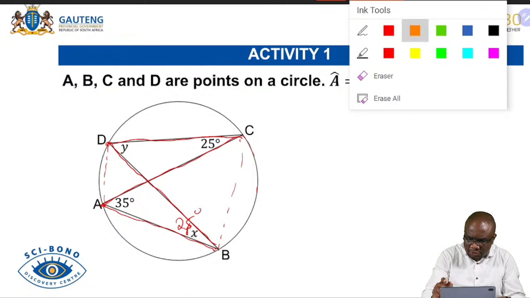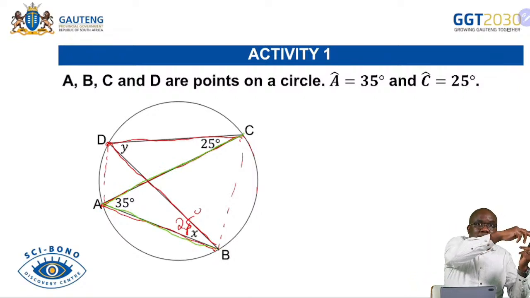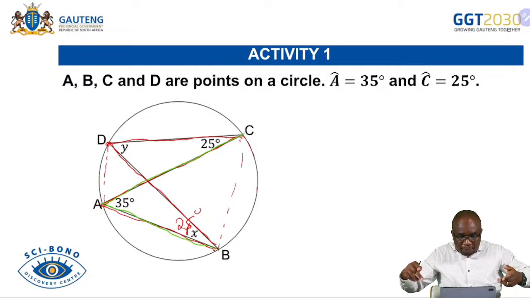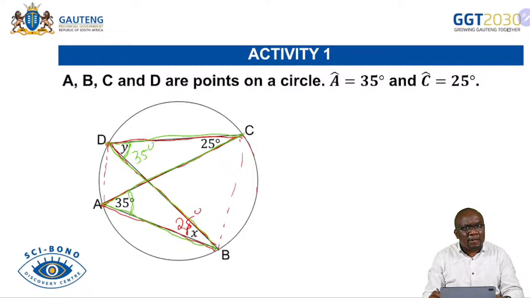Right, let me choose one. This one, do you see that? Let's follow that, going there. From BC going there till you meet at A. Then from BC again, you move till you meet at D there. So this angle Y is equal to this angle, because they're angles in the same segment. They are subtended by the same chord, the same arc.